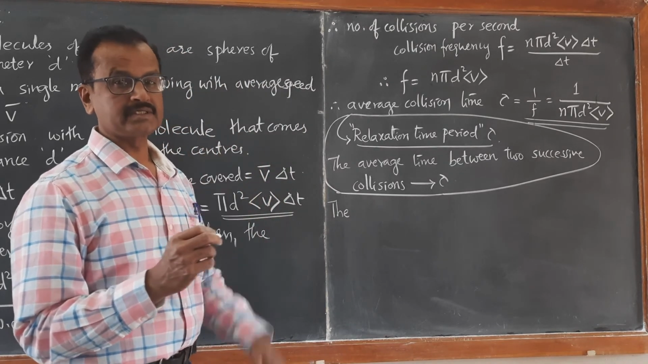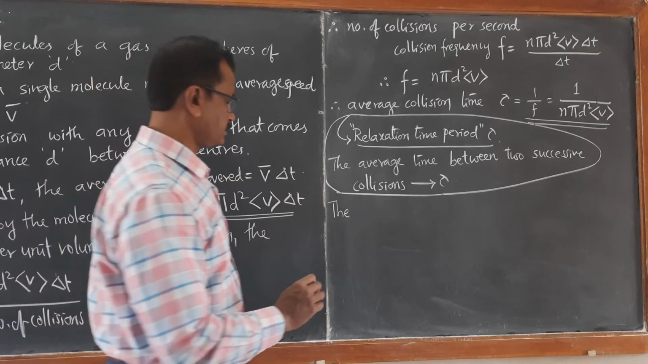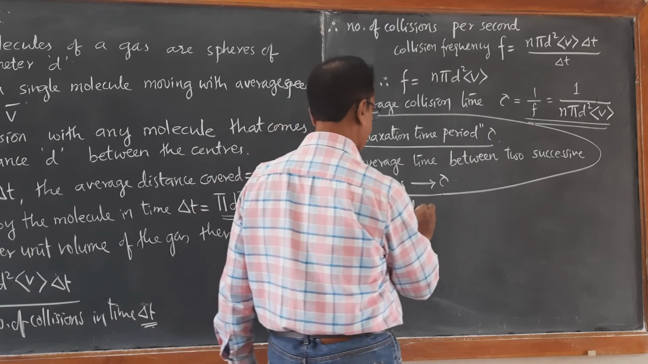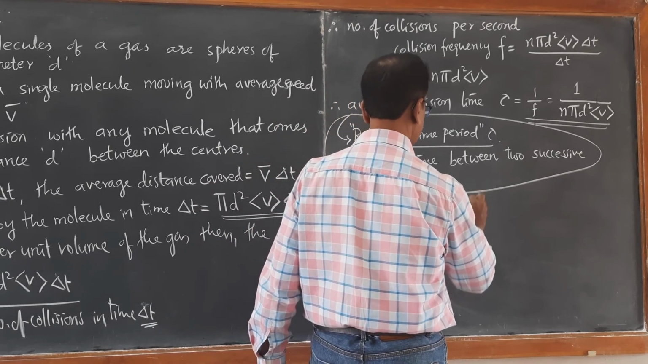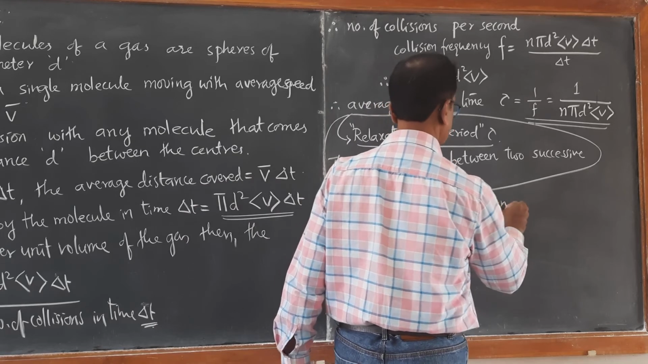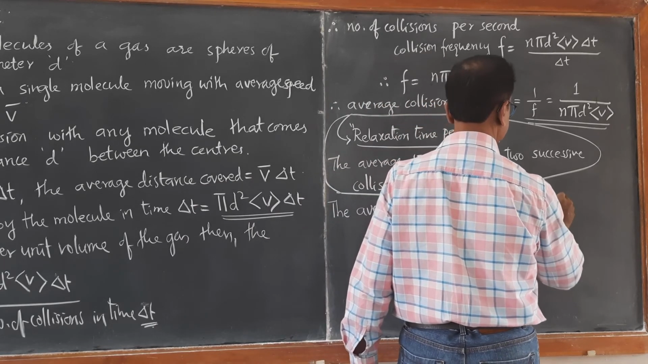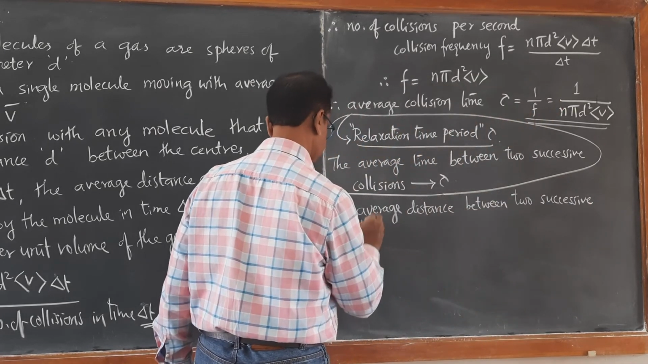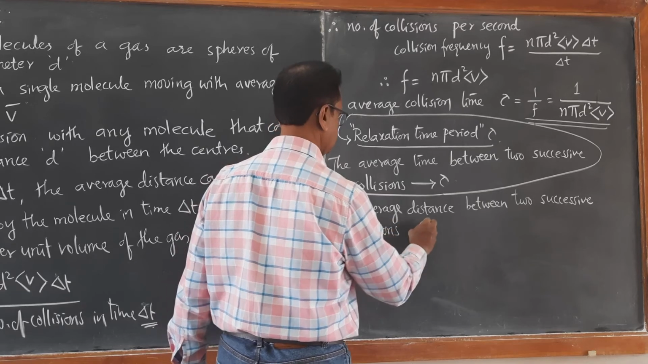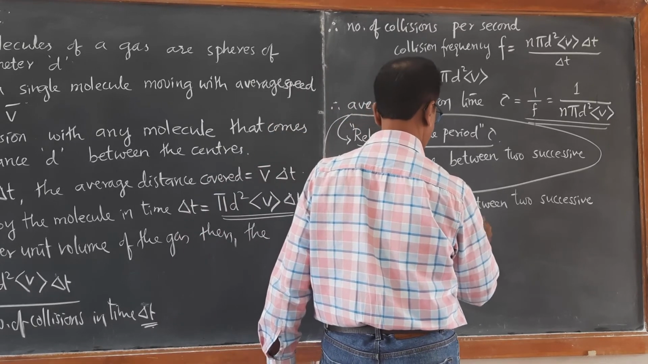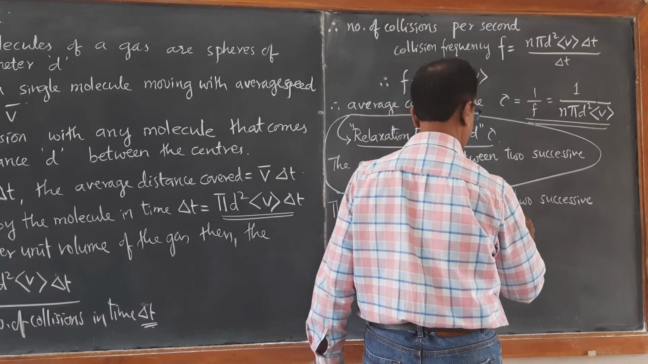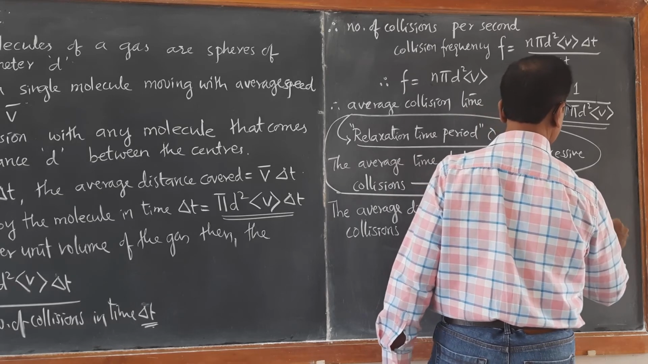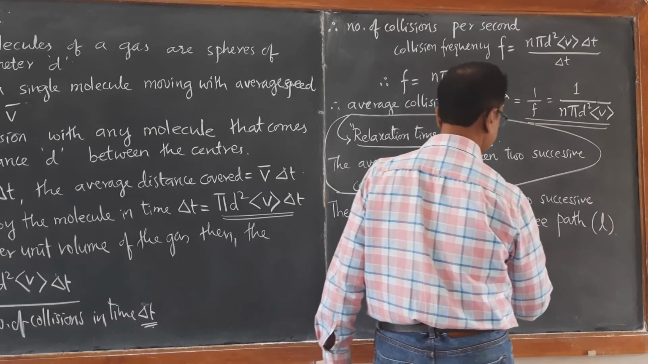Average distance between two successive collisions is called as mean free path. Mean free path: the average distance between two successive collisions is called mean free path, denoted by L.